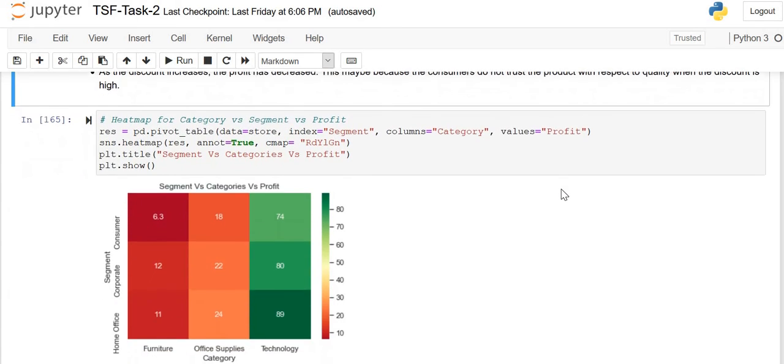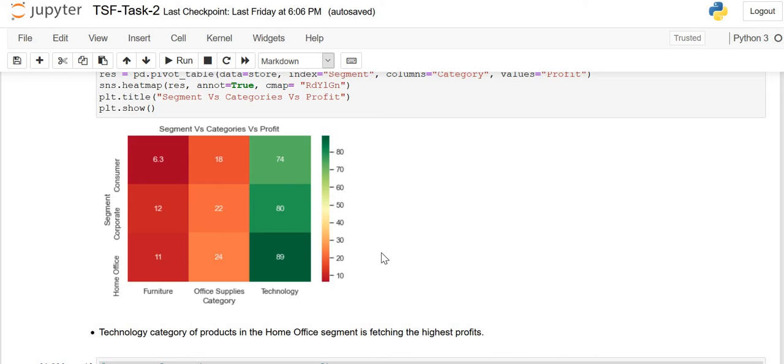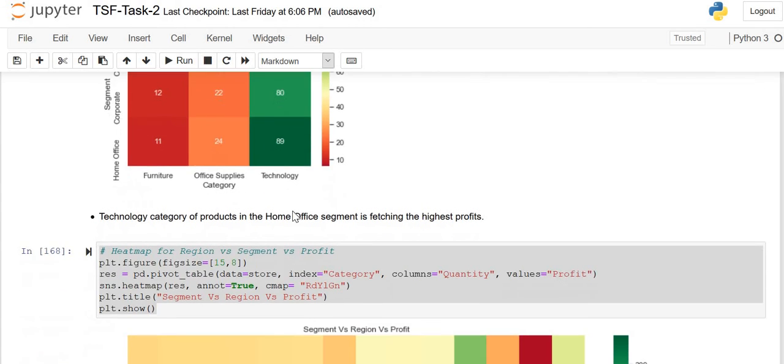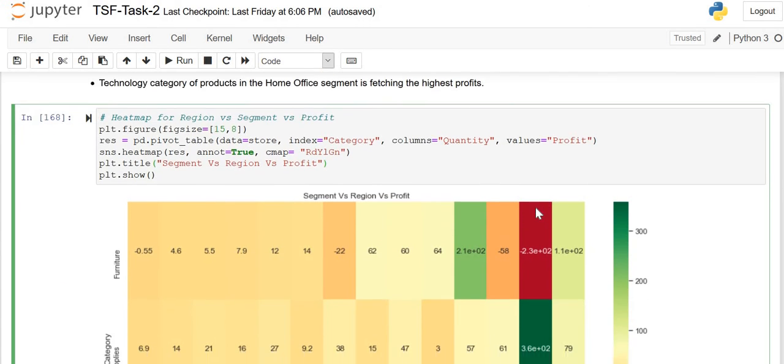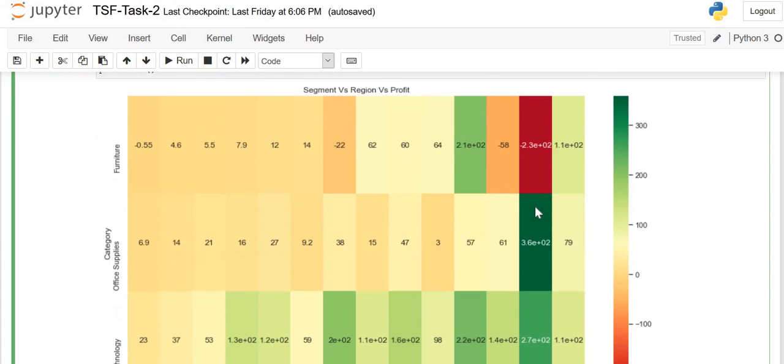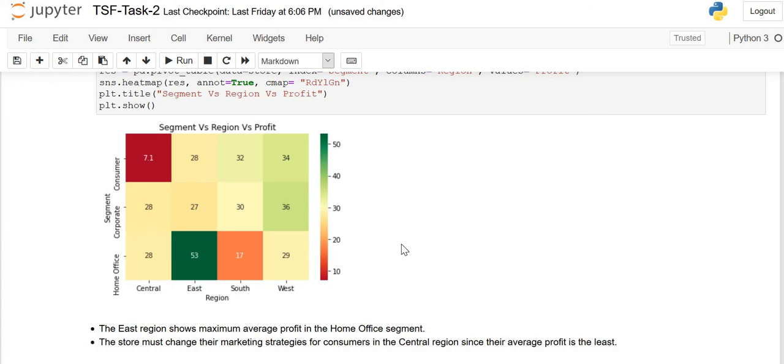So in this heat map, we observe that the technology category of products in the home office segment is fetching the highest profits. In this heat map, we see that the East region shows the maximum average profit in the home office segment, and the store must change their marketing strategies for consumers in the central region since their average profit is the least.